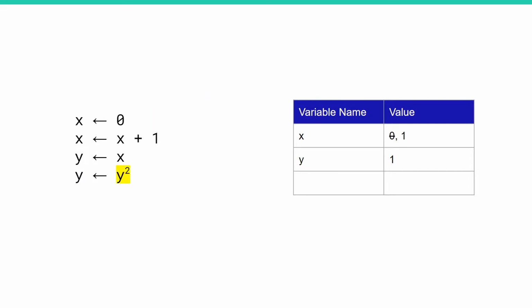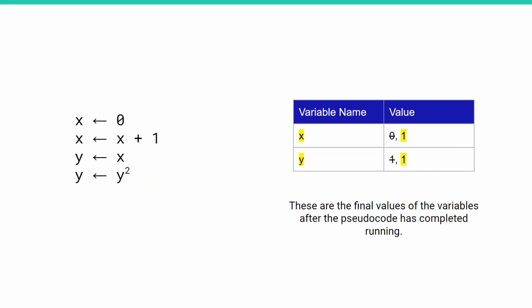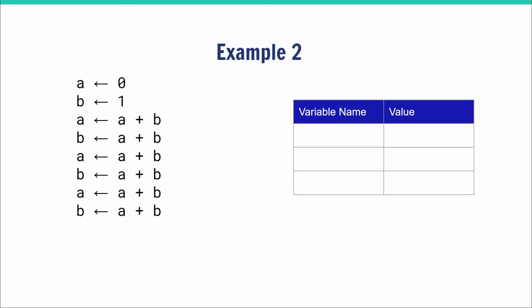And in the final line, we see y squared. We substitute in 1 for y, square it, assign it back into y. The original value of 1 is overwritten with a new value of 1, which happens to be the same value. The values we find in the trace table will be inside those variables at the end of that algorithm. Let's go through another example.